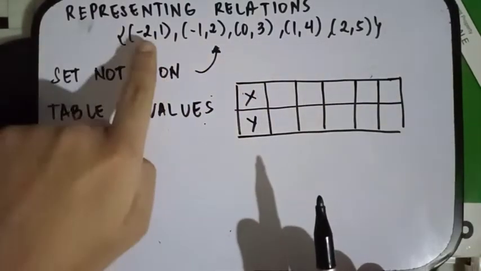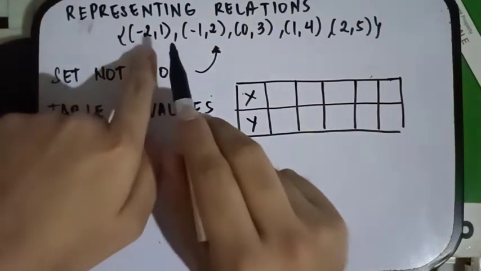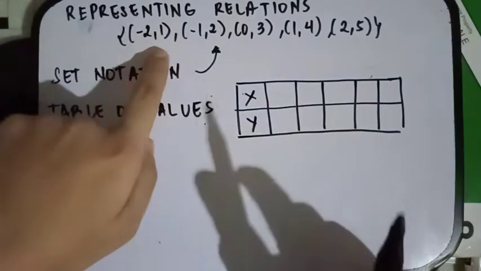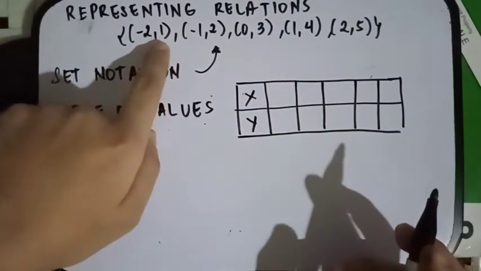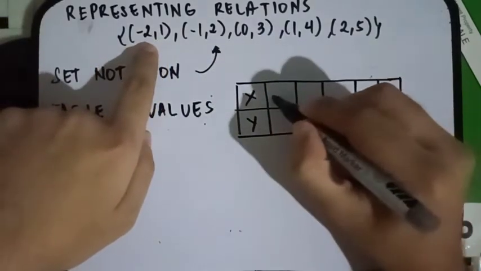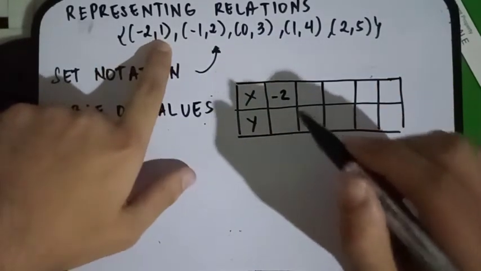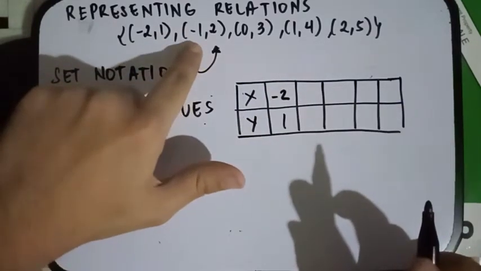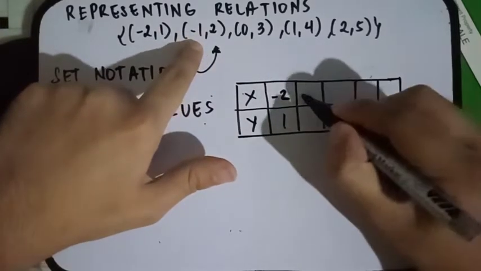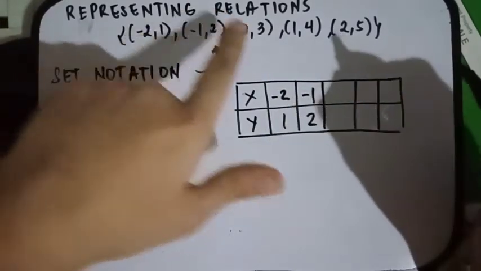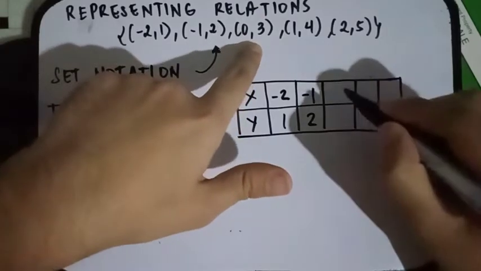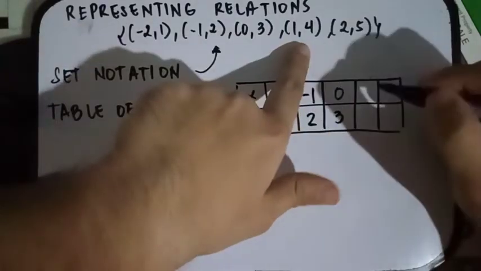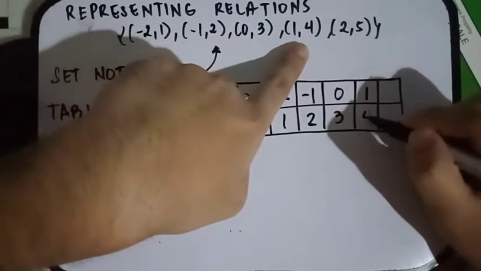Okay? So sa unang ordered pair natin is negative 2, 1. So tandaan po natin yung first number is yung value ng x, tapos yung pangalawang number is the value of y. So this means x is negative 2, tapos yung y is 1. Tapos dito naman sa second ordered pair, negative 1, 2. So yung x is negative 1 and y is 2. Sa third naman, 0, 3, x is 0 and y is 3. Dito naman, 1, 4, x is 1, y is 4.